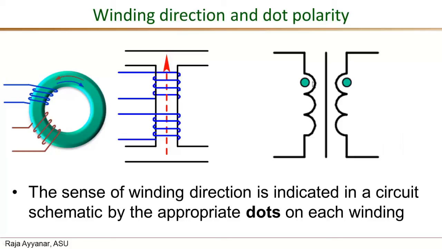And you can notice the dots here. They give all the information that we need about the sense of winding direction, and we can use this to determine the flux direction, the induced EMF polarity, and so on.